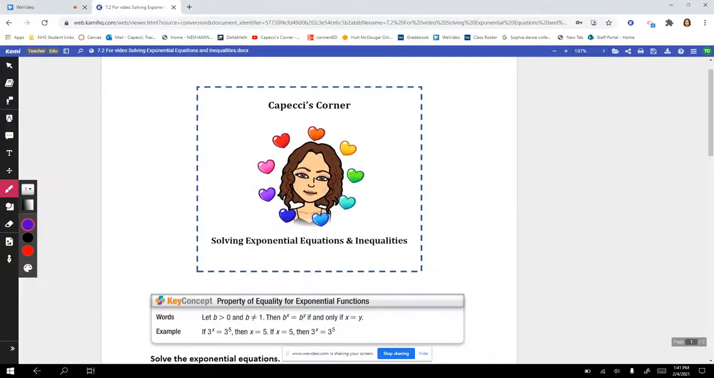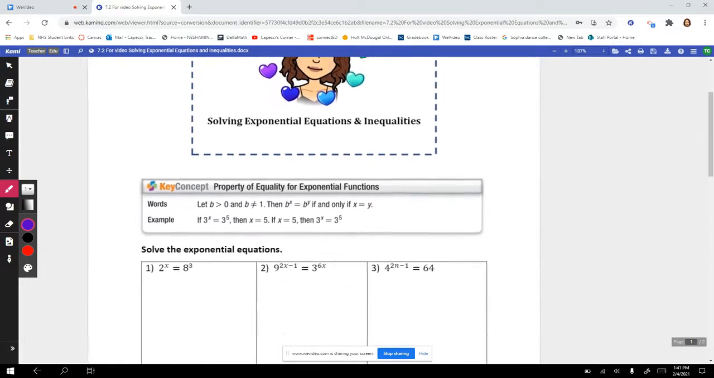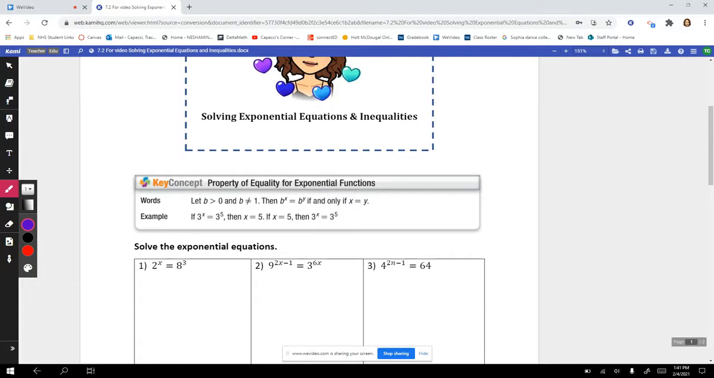Capecci's Corner, we're going to look at solving exponential equations and inequalities. When we get started, we'll look at some property of equality. Basically, we always want the base to be the same. When the base is the same, then we can compare the exponents. So in this case, x would equal 5.